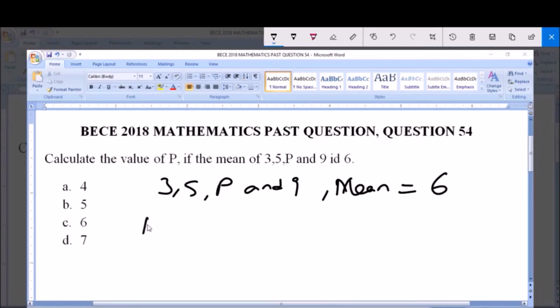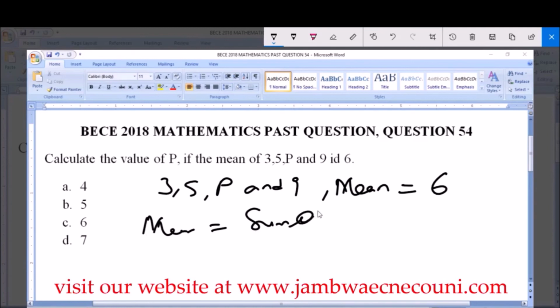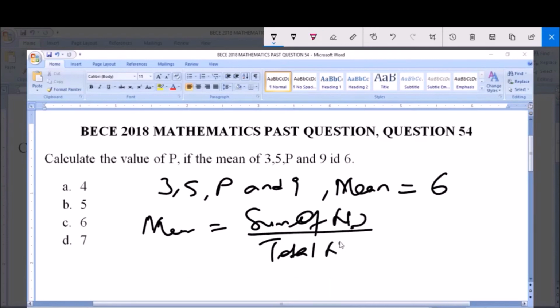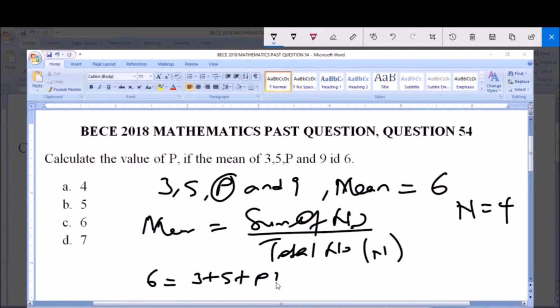And we know that the formula for calculating mean, which is average, is equal to the sum of numbers all over the total number of numbers. And the total number of numbers, n, is equal to 4. If you count the numbers, 3, 1, 5, 2, P, 3 and 9, 4. Now we are asked to find P, which is an unknown, but we are given the mean and the other numbers. So with this we can say the mean, which is 6, is equal to 3 plus 5 plus P plus 9 all over 4, which is the n.